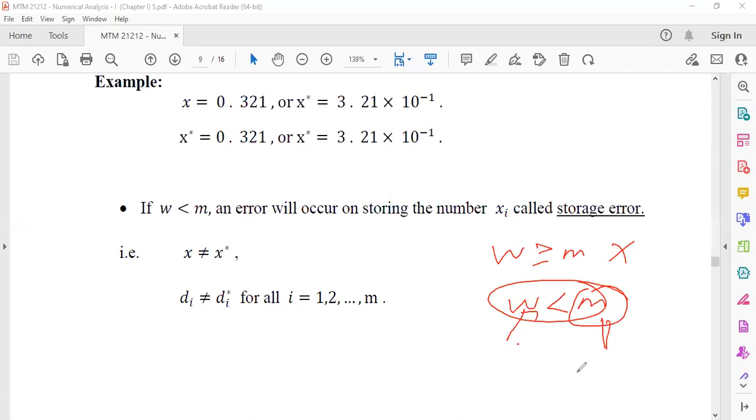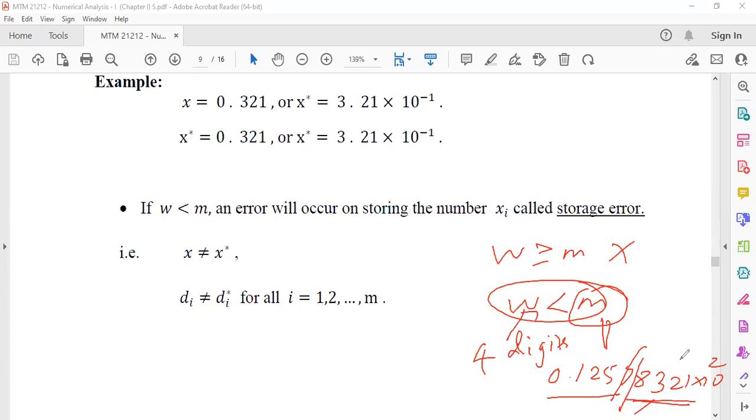For example, our digit is, let's say, 1, 2, 5, 7, 8, 3, 2, 1 to the power 10, 10, 2 or something. Okay, so we're only having 4 digits. So 4 digits: 1, 2, 3, 4. There must be something up to this value, and we have to take out this one. So it may give so many errors. So that's what we're going to see, right?